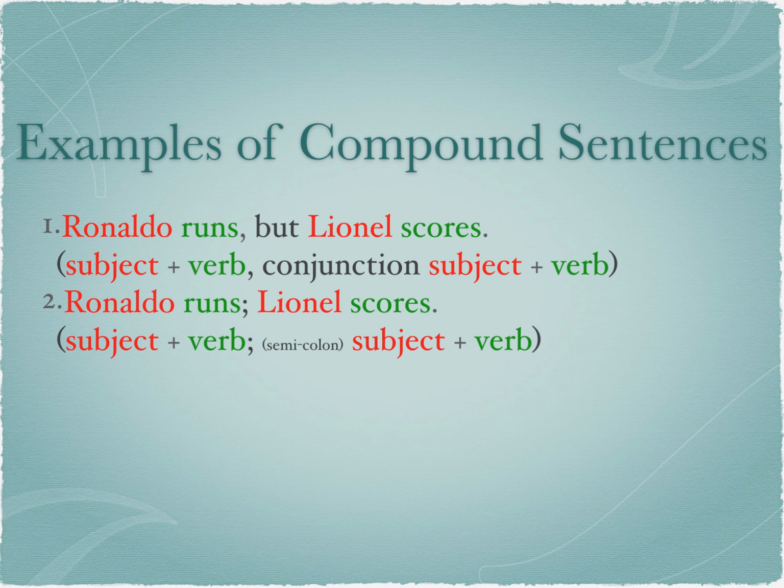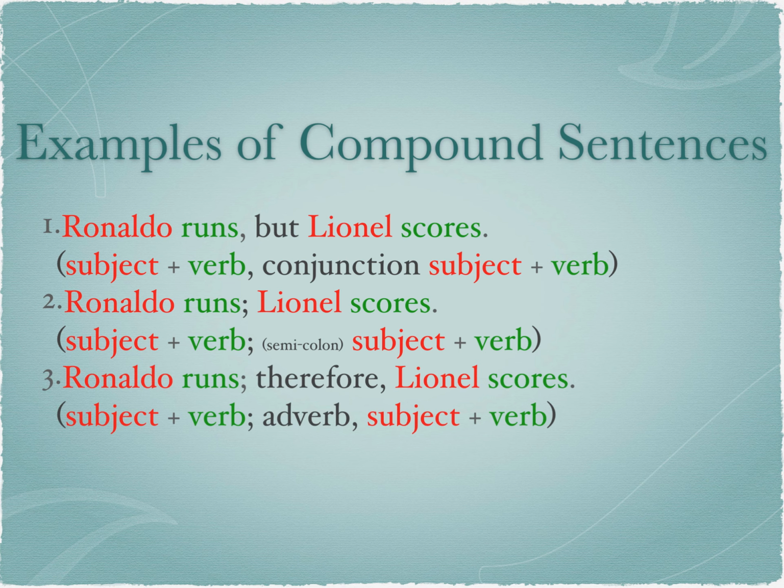Another example, number 2, Ronaldo runs; Lionel scores. And we have subject plus verb, semicolon, subject plus verb. And the last example here, Ronaldo runs; therefore, Lionel scores. Ronaldo runs is a subject and verb, then there's a semicolon with an adverb, and then comma, subject, and verb. And that makes a good example for a compound sentence.